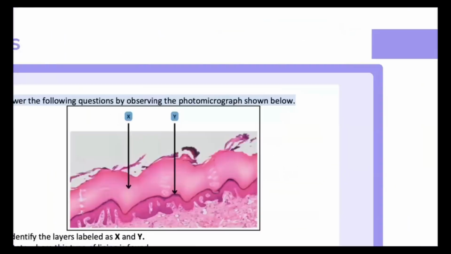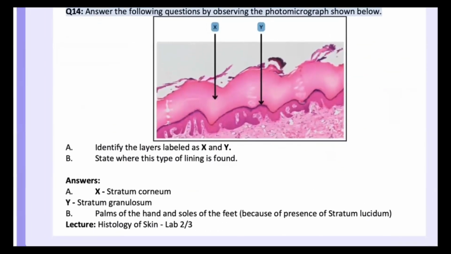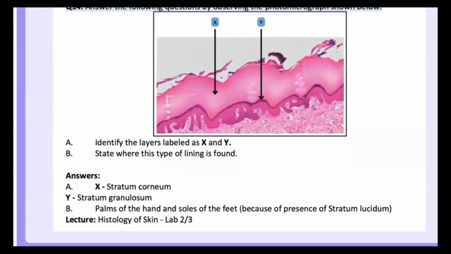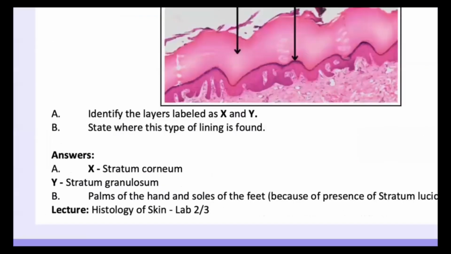So obviously they want you to label it. X was stratum corneum, as you mentioned, which is the main body of the keratin layer over the skin. And then Y is stratum granulosum.